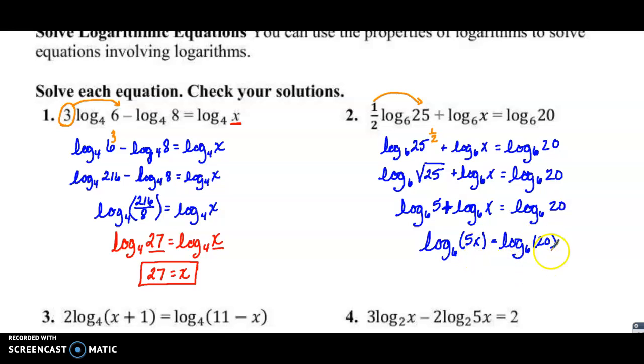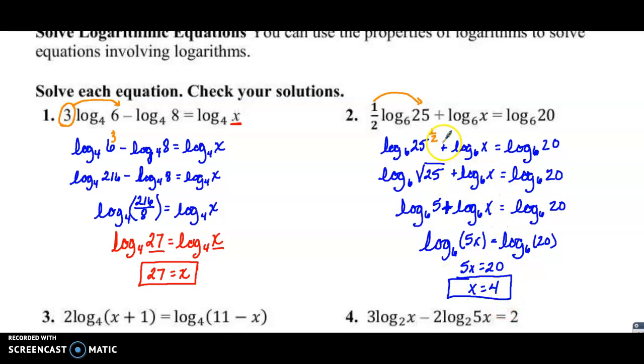So now they're equal on both sides, so I know my 5x must be equal to my 20. When I divide, x must be equal to 4. When I plug it back in, this has to be positive. It's positive, so we are good to go.